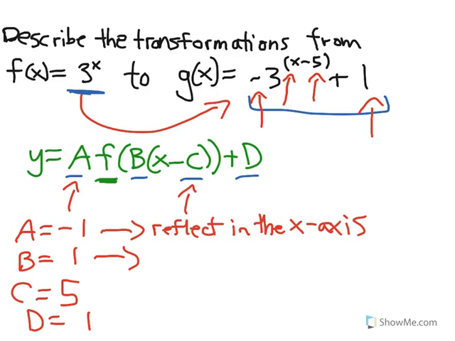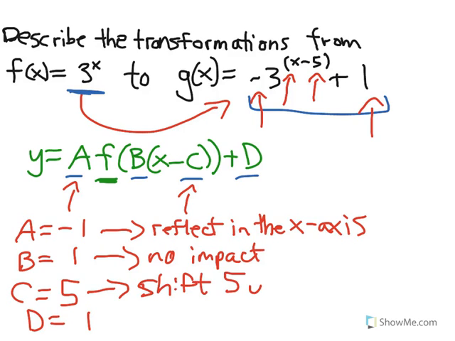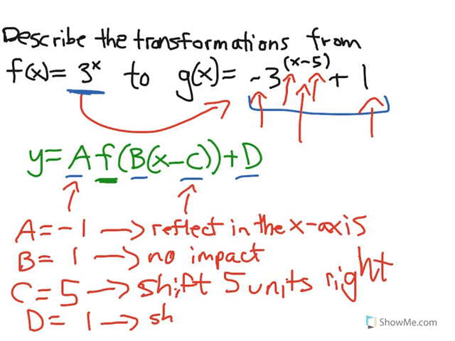B is 1, so there's no impact here, no transformation. B would be the horizontal stretch or squeeze, though, we have to remember. C is 5, which means we're going to shift the graph 5 units right. If it would have been x plus 5 up here in the bracket, then we would have shifted it 5 units left. And lastly, D is our vertical shift. It's plus 1, so we're going to shift the graph 1 unit up.